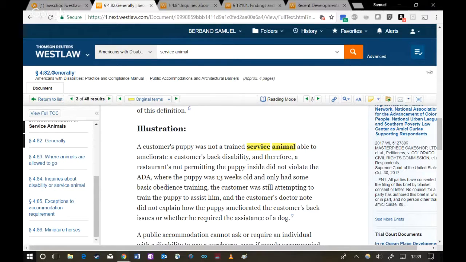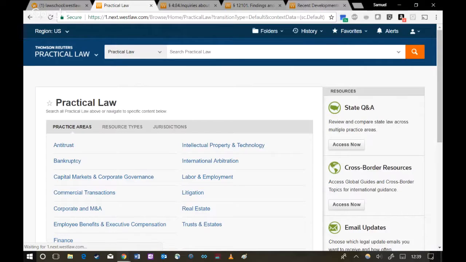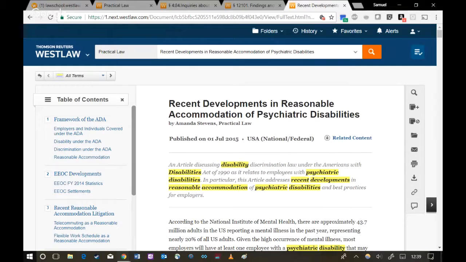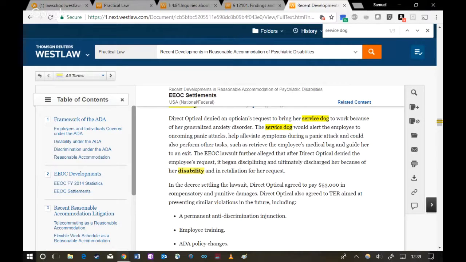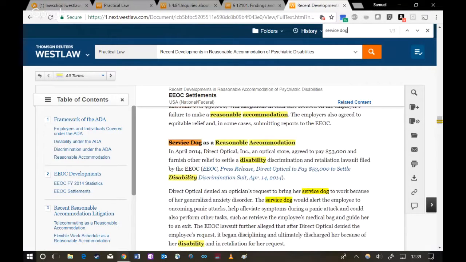We will also review a source called Practical Law, and noticing that these practice areas like labor and employment might give you a practical application of the ADA to that context and some expert guidance like recent developments in reasonable accommodation of psychiatric disabilities and other recent cases like the service dog case here that is discussed over here.